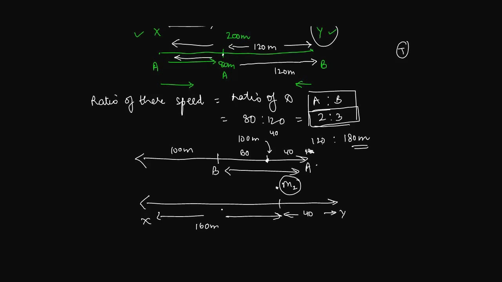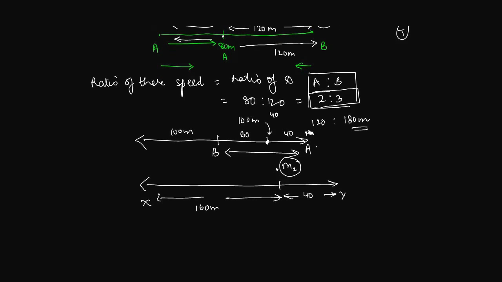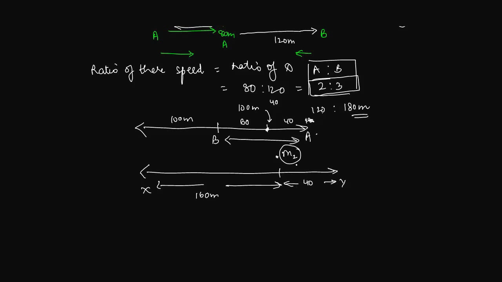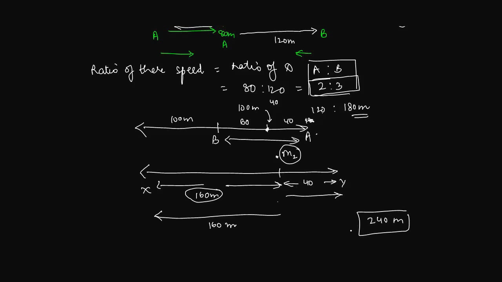We have to find out where is the third meeting point. Again, a little difficult, right? Now B will start moving in this direction, A will start moving in this direction, right? So A has to cover how much? 160 meters, okay? But when he covers 160 meters, how much will B cover? He'll cover 160 divided by 2 into 3, or 240 meters, right?